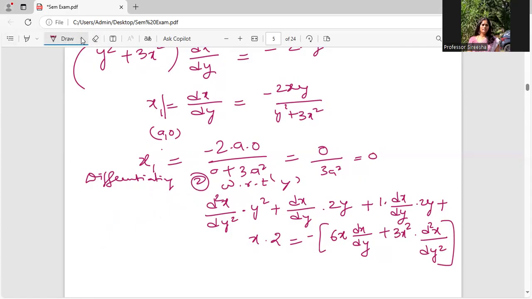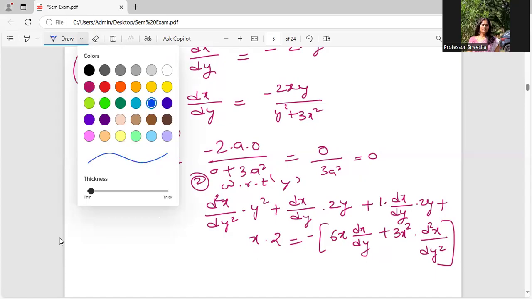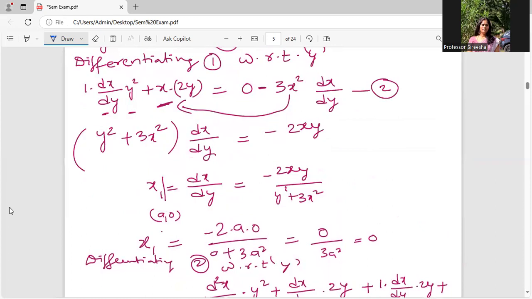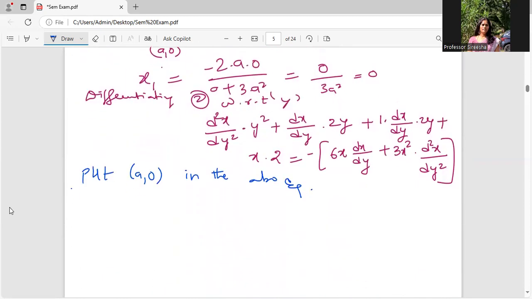So what I will get will be something like this. Put a comma 0 in the above equation. Yes, I'll be having d square x by dy square at a comma 0. I don't know the value of it. Now y is 0, so y squared would be 0. Dx by dy value at a comma 0, I know I have got it to be 0, right?